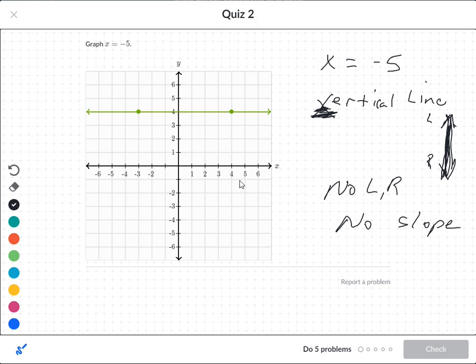They give me negative 5, so I want the line to touch the x-axis in one place, at negative 5. And that's what it does. Notice when you look at the line, there is no left or right. If you look at the x-axis, negative 6 is to the left, positive 6 is to the right, but with these vertical lines there is no left and no right. So since you have no left or right, you have no slope. So let's go and check this.